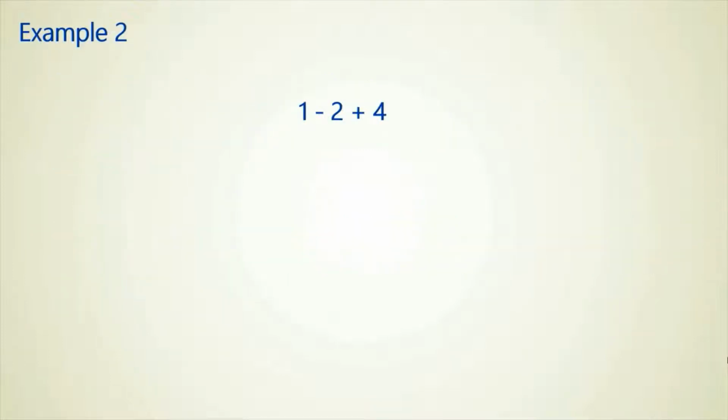Here we have 1 minus 2 plus 4, having both addition and subtraction. If we want to switch the order of 2 and 4, we switch them by taking the sign in front of them with them. So we're going to switch plus 4 and minus 2. So this gives us 1 plus 4 minus 2, which is 5 minus 2, which is 3.